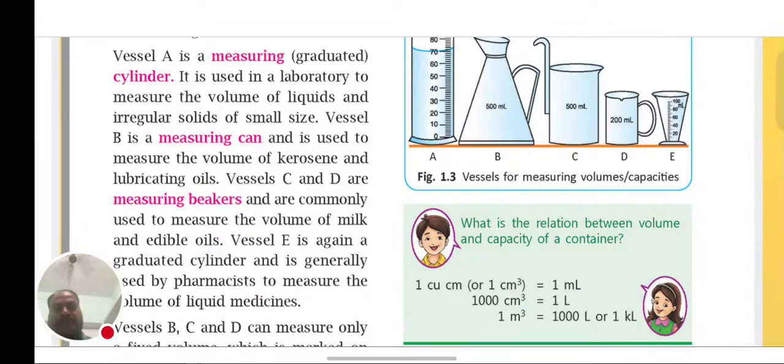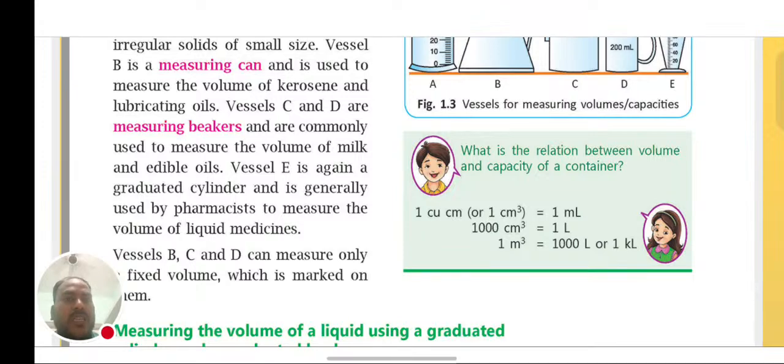Yes or not? Now next one, vessels C and D, measuring vehicles. Vessels C and D are known as measuring vehicles and are commonly used to measure the volume of milk and edible oils. So we are using these two vessels to measure milk and also edible oils like mustard, coconut and refined oils.